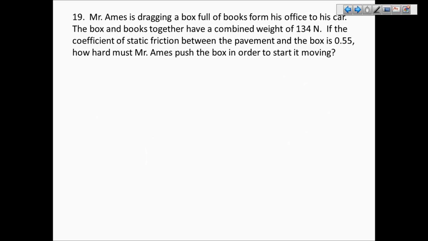Alright, Mr. Ames is dragging a box full of books from his office to his car. The box and books together have a combined weight of 134 newtons. Now they're telling us the weight. Don't multiply that by 9.80. If the coefficient of static friction between the pavement and the box is 0.55, how hard must Mr. Ames push the box in order to start it moving?